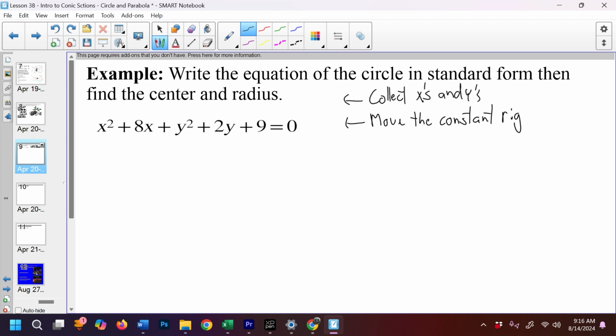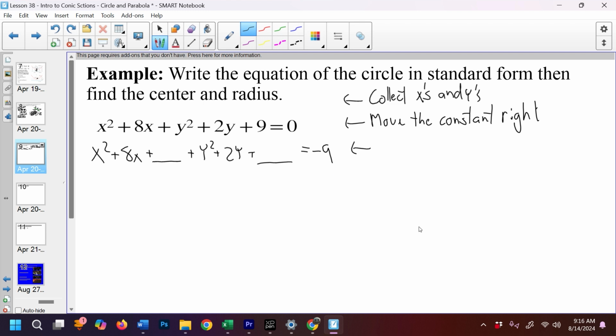right. So I'll have x squared plus 8x plus. Now I'm going to leave a little room there for me to complete the square. And then I'll have plus y squared plus 2y. And again, leave a little room to complete the square for the y's. And we move this constant over. And since it's a positive 9, we'll subtract 9 from both sides. This 9 will cancel out and I'll have that.